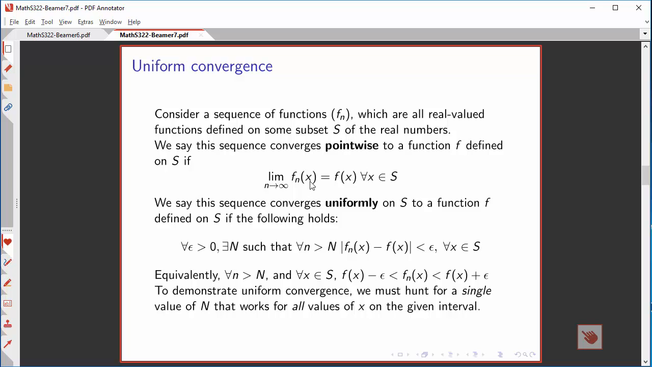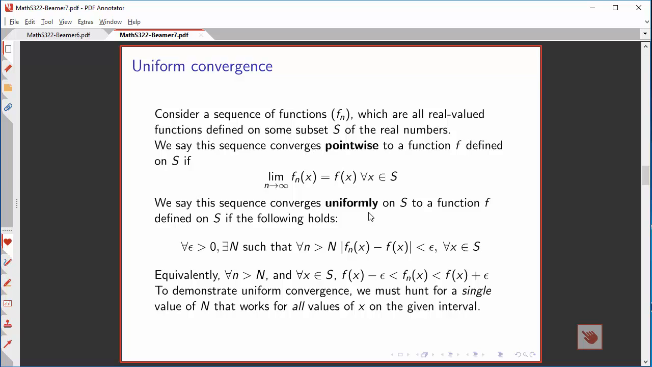If for any x in the set S, the limit of the function values f sub n of x is f of x, then we say that this sequence converges to f of x, but we say it converges only pointwise. And the problem here is that in order to show this convergence, we may need a different rule for selecting the capital N depending on the point x.